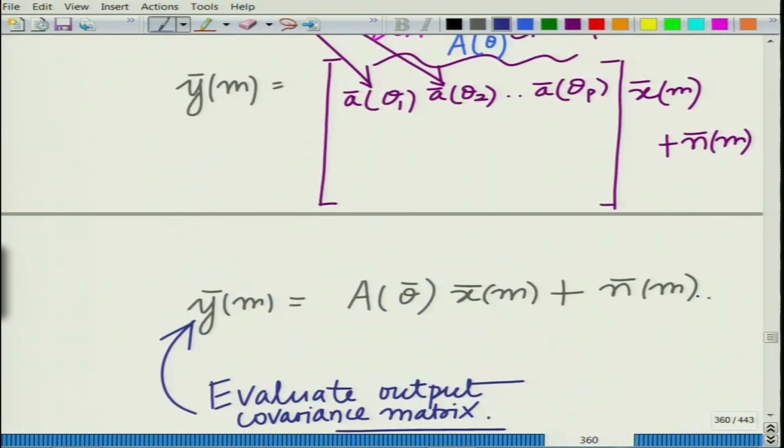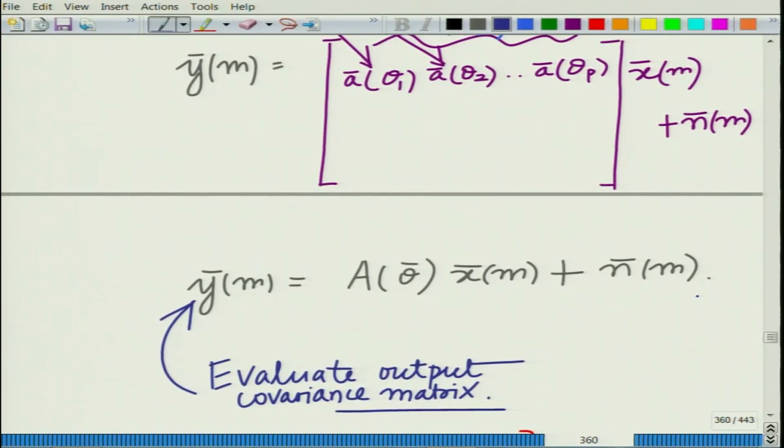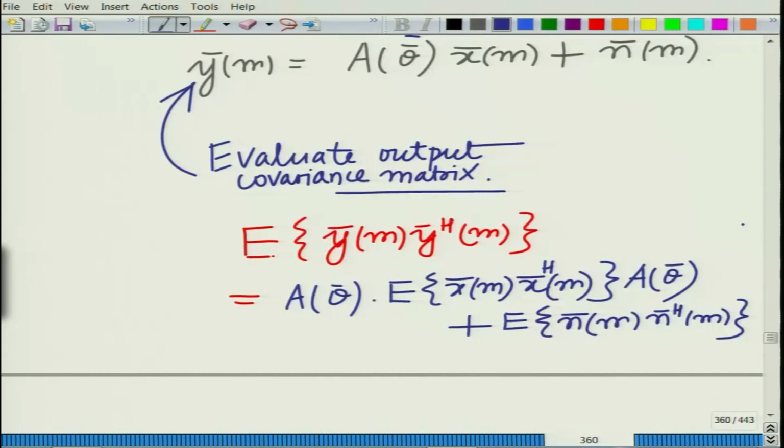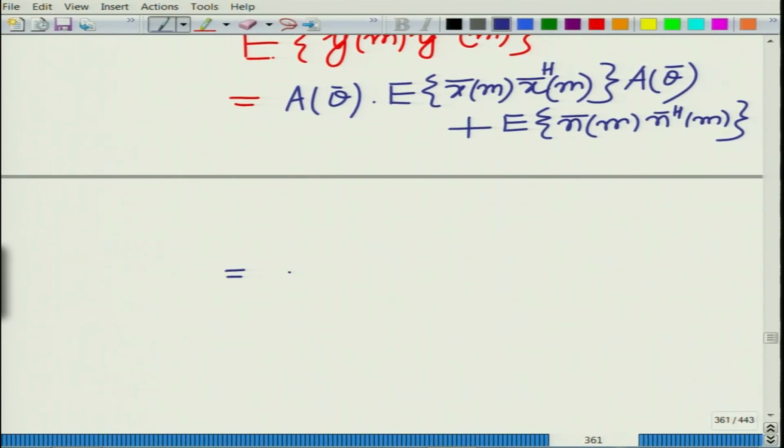And the important thing to realize here is that the matrix A theta bar contains p vectors, a bar theta 1, a bar theta 2, up to a bar theta p. So, this has p columns, therefore, this is of rank p, that is the important thing. Since it has only p columns, the rank is not equal to L, but the rank is equal to p.